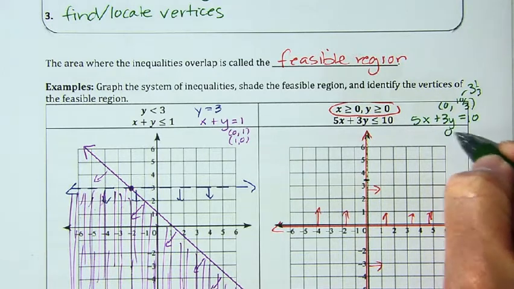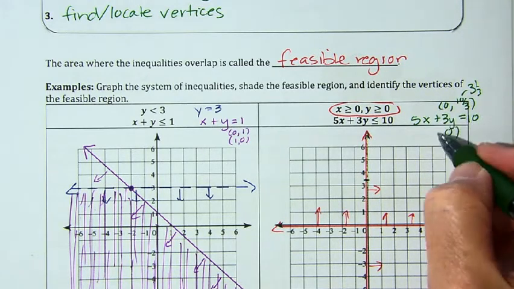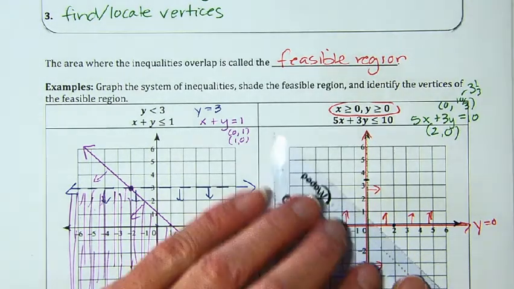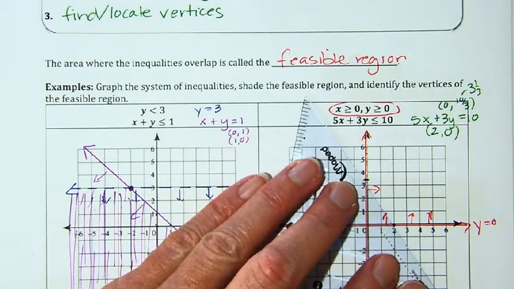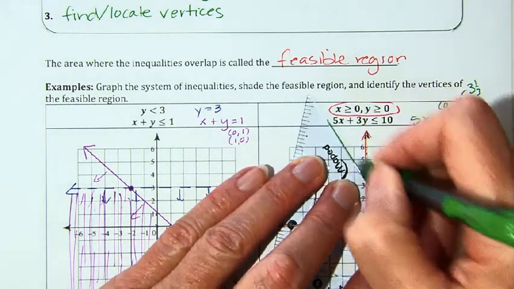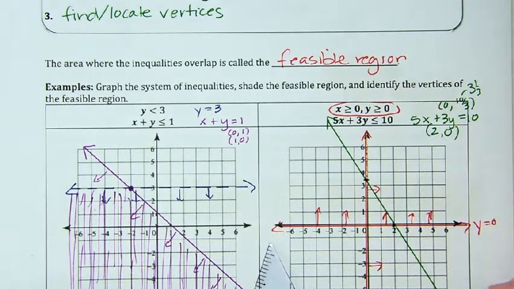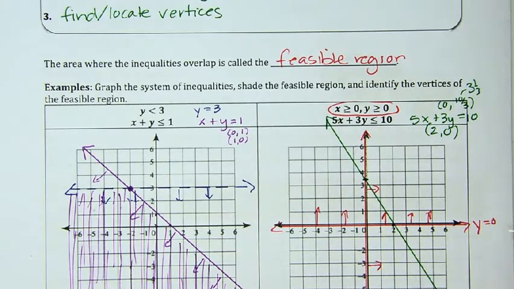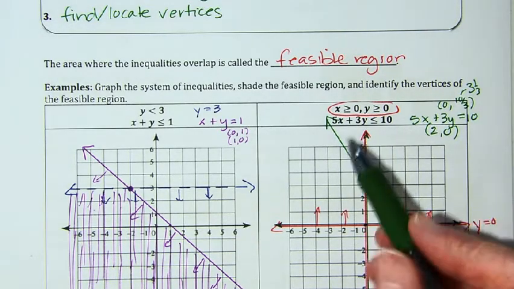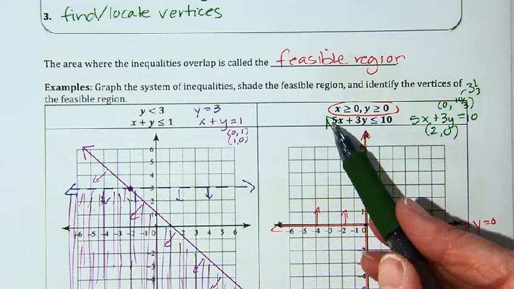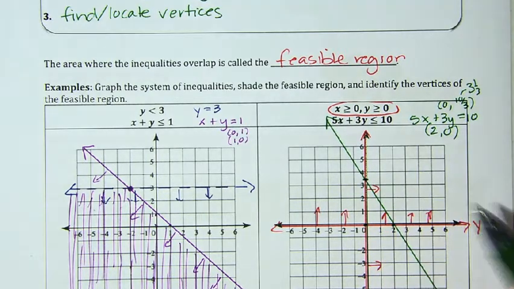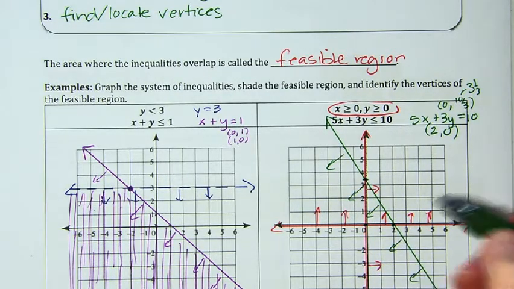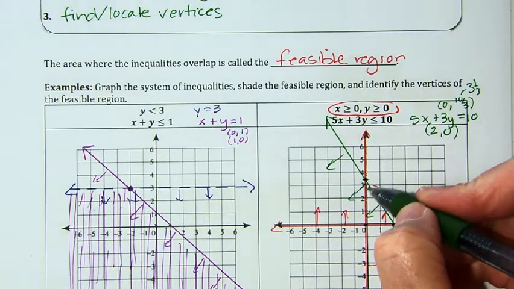If I plug in a 0 for y, 5 times what is 10? Oh, that's a nicer number. And there is an equal sign there, so I am going to make a solid line. And then because it says less than or equal to, I'm going to guess that the shading is going to be below that line, but I'm going to do a quick test point. If I plug in 0 here and 0 here, 0 plus 0 is 0. 0 is less than or equal to 10 is true. So it looks like all my shading was up here in the first quadrant.